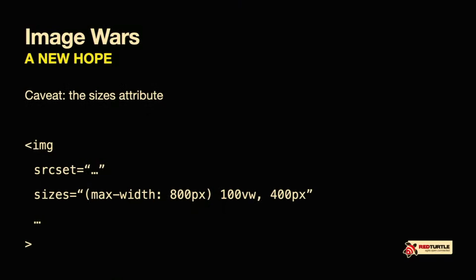So what does this do? It basically tells the browser this image will be this big, or at least pretend that this image will be this big, for these sizes. So you can specify media queries there. I used a mix of pixels and viewport width just to show that you can do both.